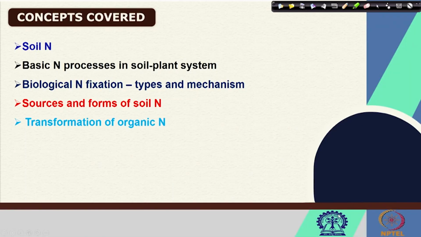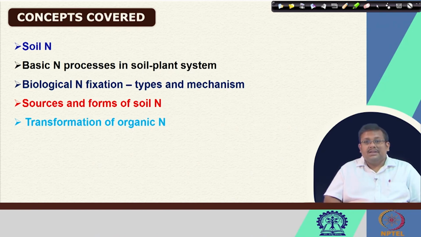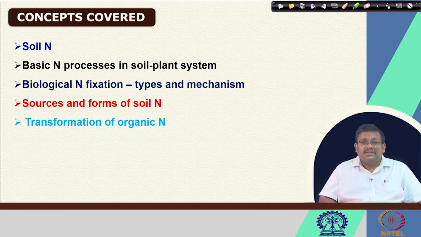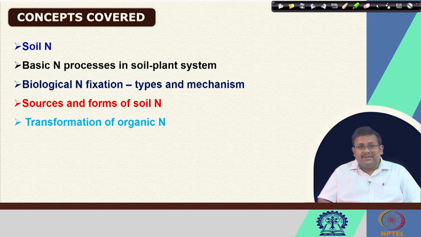So, today we are going to start lecture 6, and in this lecture we are going to cover the following concepts. First we are going to discuss soil nitrogen, and then basic nitrogen processes in soil and plant system. Then we are going to discuss biological nitrogen fixation, its types and mechanism, and then sources and forms of soil nitrogen, and finally the transformation of organic nitrogen.